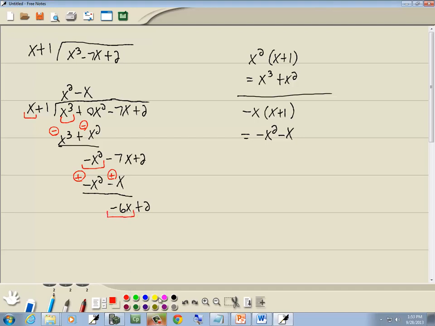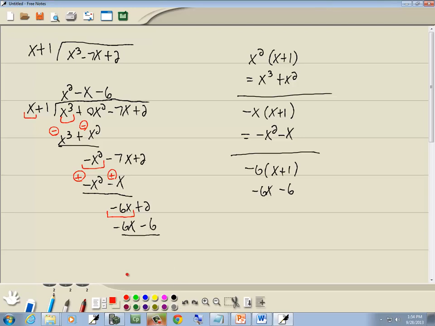Now again, we only look at the first term, decide what goes up on top. We ask ourselves what times x gives us negative 6x, and that's negative 6. Whatever you put up on top, you're going to multiply by what's out in front. Negative 6 times x is negative 6x. Negative 6 times 1 is negative 6.